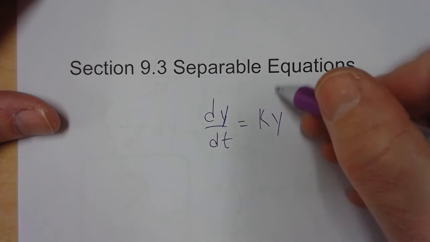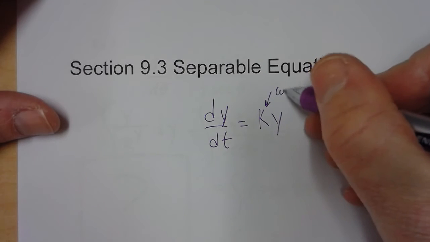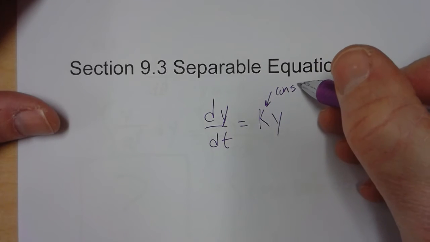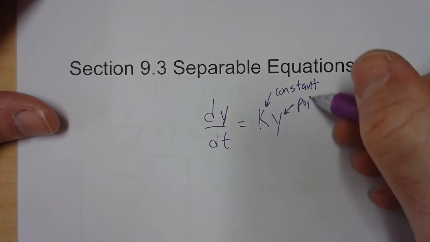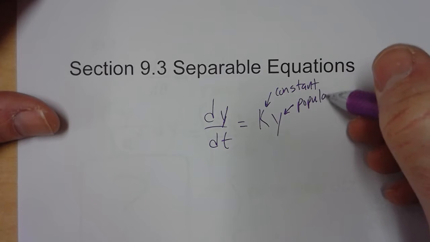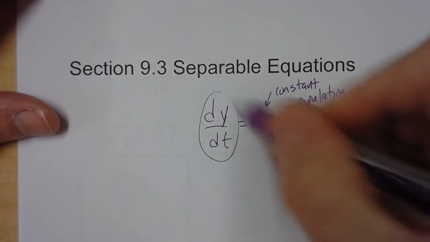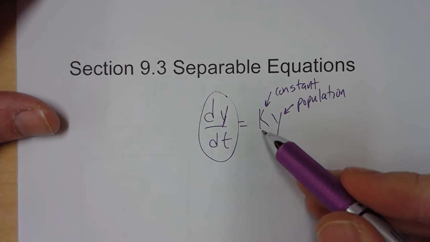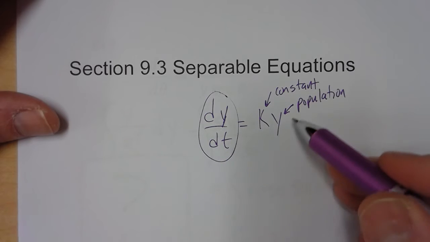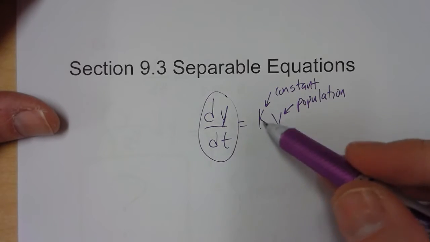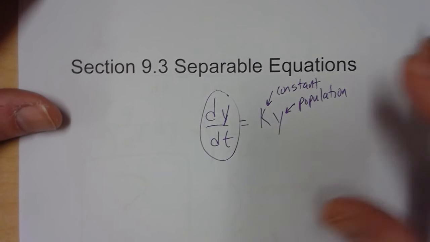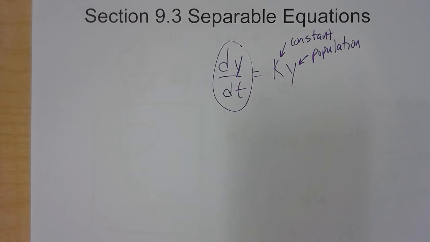So k is a constant, and y, of course, is the population. So the instantaneous rate of change of the population is proportional to the population. So dy/dt is equal to ky. So we're going to separate this and solve it.